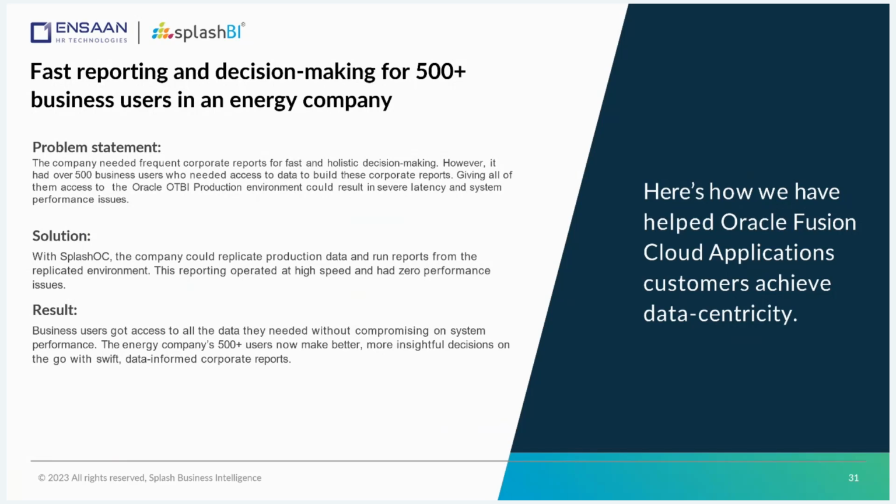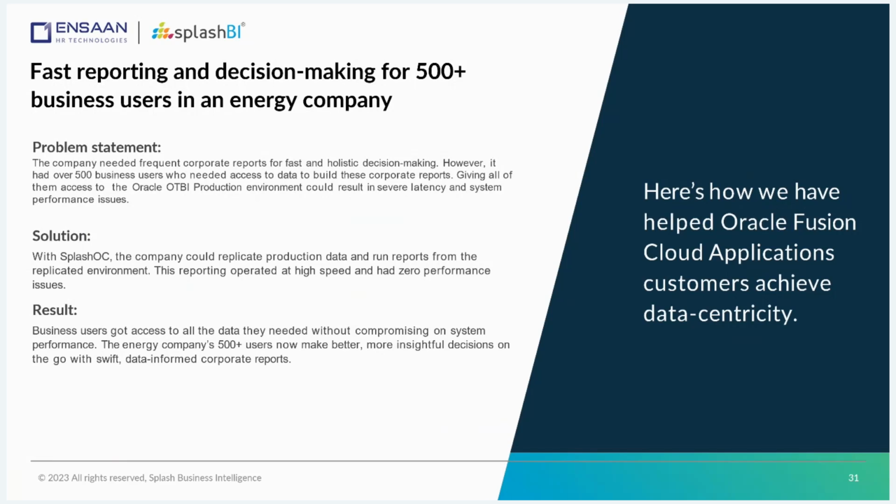So they solved this problem with Splash OC. Not only did the users have access to run those reports in real time, but they were also able to replicate their production data and run reports against that replicated environment as well. And these reports operated at high speed and had 0 performance issues. Now, the result was that the business users got access to the data that they wanted without having to compromise on the security as well as without having to compromise on the performance.